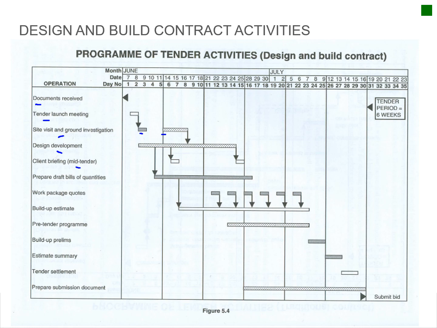That's basically where you as a contractor give feedback on how the design is going. And then you prepare your tender draft and the quantities, and then you divide your project into different packages, and you build up your estimate according to that. Then you've got your pre-tender program, then the build-up of prelims is done, and your estimate summary is compiled, and your tender settlement, and prepare your submission document on which the client then evaluates your tender that you have submitted, whether it will work or not.